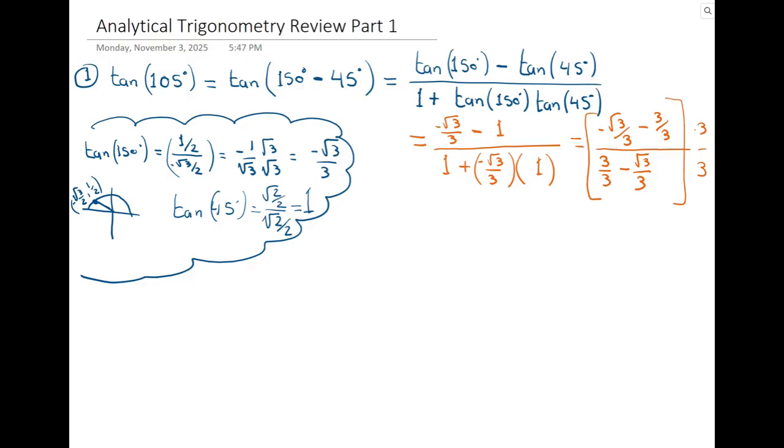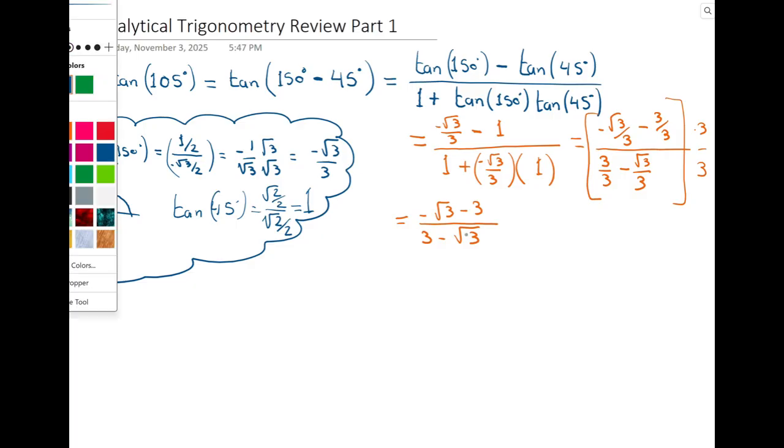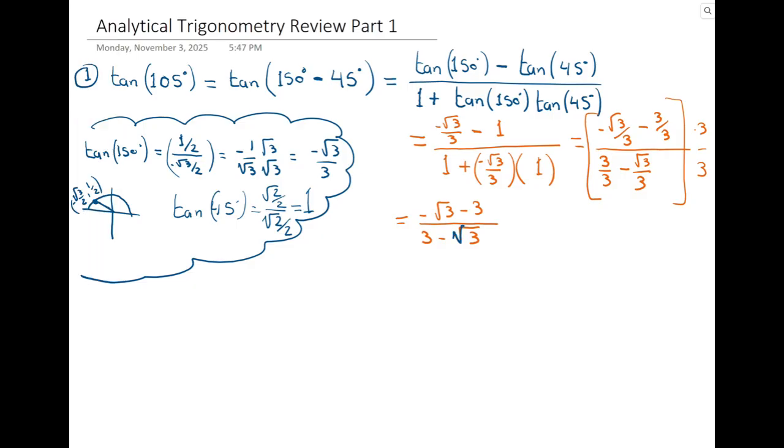And so all of those denominators will cancel. So I'm going to end up with negative square root of 3 minus 3 over 3 minus square root of 3. And at this point, I need to rationalize my denominator, because if you pay attention here, we still have a square root in the denominator, which we don't want. So we're going to multiply by the conjugate of that denominator.